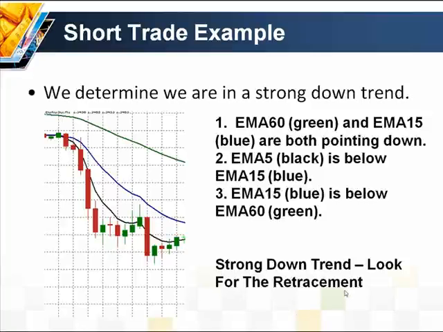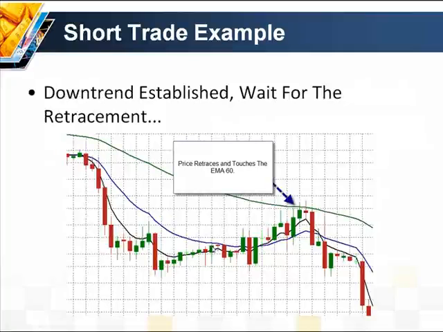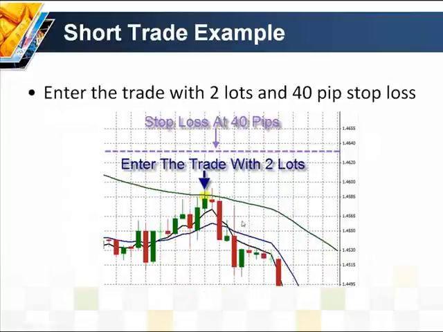And once those three criteria are met, we have established that we are in a strong downtrend. We look for the retracement. And when the retracement occurs, that's our indication to enter the trade. So we've established that we are in a downtrend. We wait for the retracement, and showing that on a chart, here's the portion of the chart where we establish the downtrend. We wait for the price to retrace until it touches the EMA 60, which is the green line. And at that point, we enter the trade.